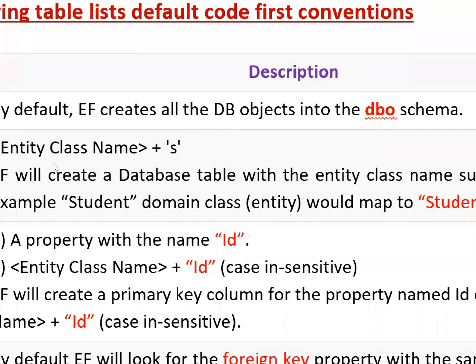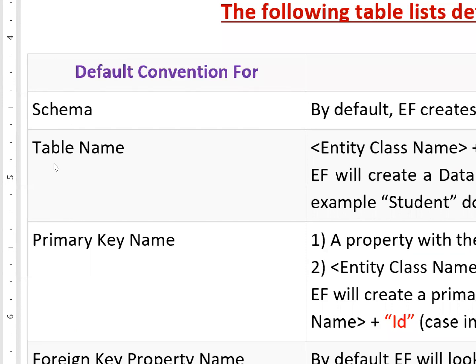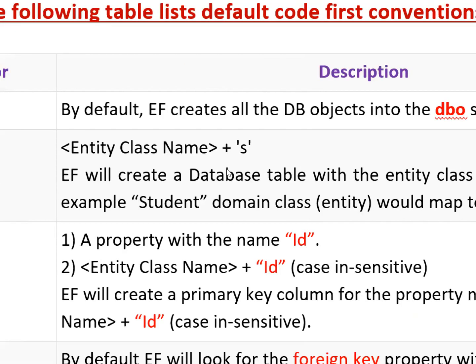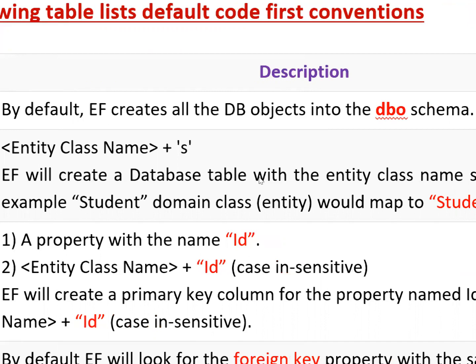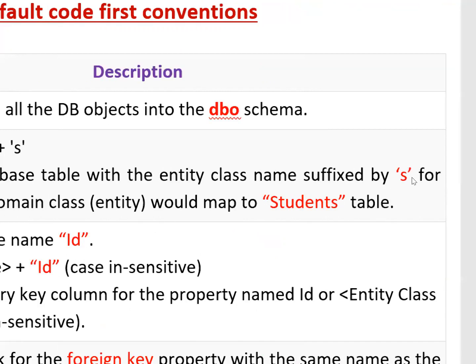Next, table name. What is the table name? Pluralization. Remember, entity name plus s. For Product it's Products. For Category it's Categories. Basically, it uses pluralization here. EF will create a database table with the entity class name suffixed by s. For example, a Student domain class entity would map to the Students table. Already we saw this in the last class.